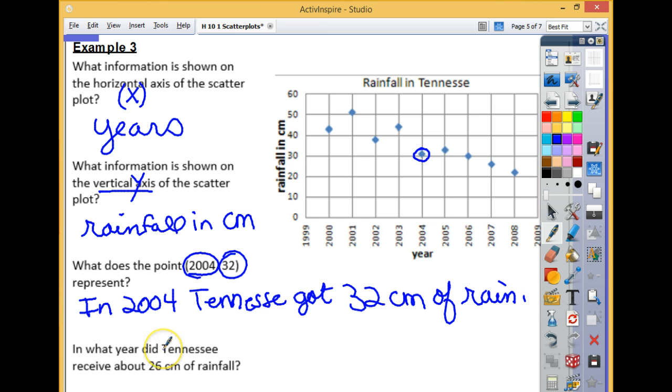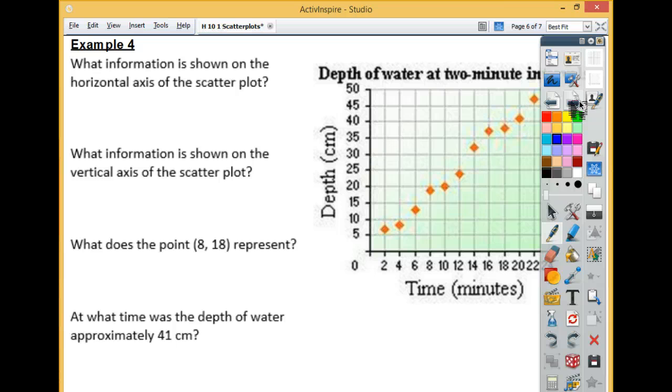In what year did Tennessee receive about 26 centimeters of rainfall? Blurt it, whoever sees it first. 2007. Yes. About 26. Halfway is 25, so it's going to be this one in the year 2007. How about this graph? What information is shown on the horizontal axis, the X-axis? The what? Time in minutes.